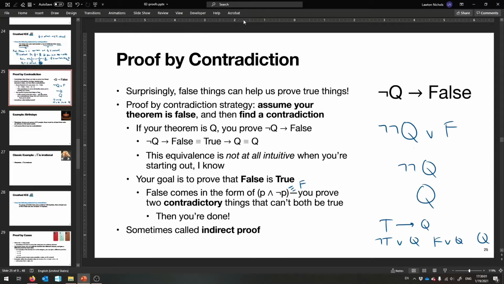So you just prove those two contradictory things. They can't be both true at the same time, and then suddenly your proof is done. It's kind of anticlimactic in a sense, in that it doesn't make sense why you're done, but you are. You just proved the thing. So this is called an indirect proof because it feels a little weird. All right, so that is proof by contradiction, and I'm going to give you some fun examples now.